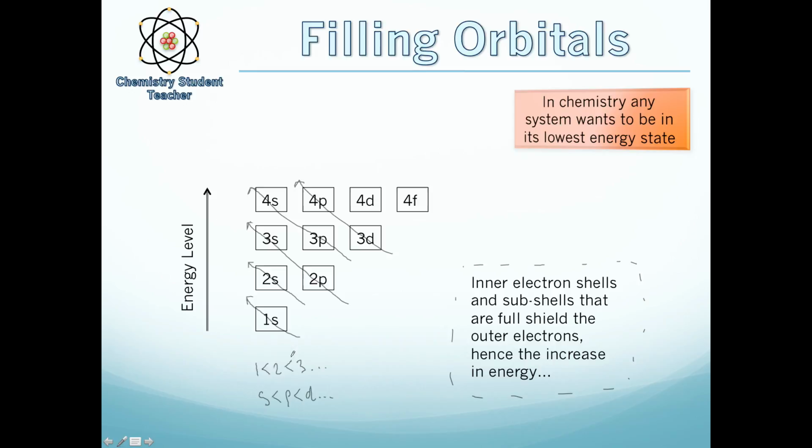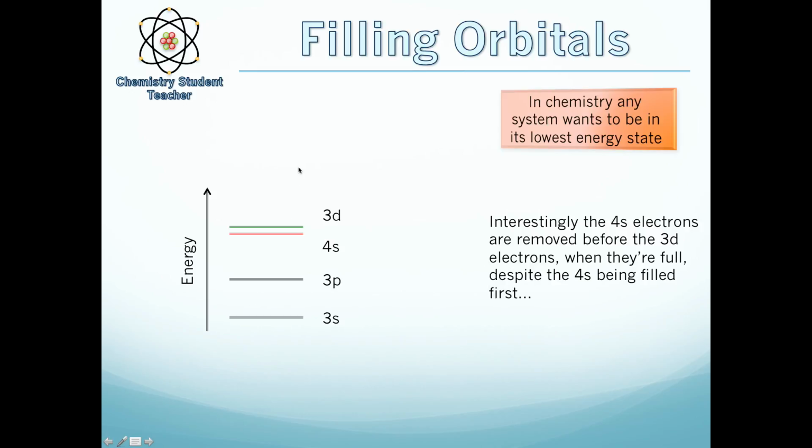So by what I've said about 1 being lower energy than 2 and so on, and S being lower energy than P and D and so on, you would think that the 3D's filled before the 4S, but it's not. And the reason for that is university level. However, I can show you the energy levels just to show you how close they are in energy.